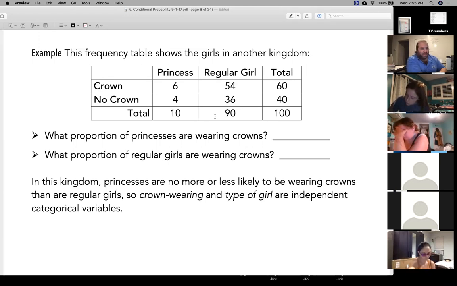So in this particular kingdom, is it more or less likely for a princess to be wearing a crown than for a regular person to be wearing a crown? No, because it's the same percentage. Exactly, which means in this particular kingdom, wearing a crown and being a princess are independent because one has no effect on the other. Whether a princess or a regular girl, the numbers are different because the sizes of the groups are different. But the probabilities are exactly the same.